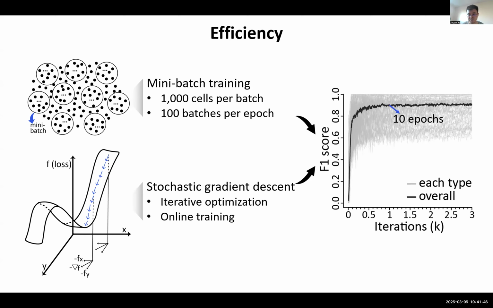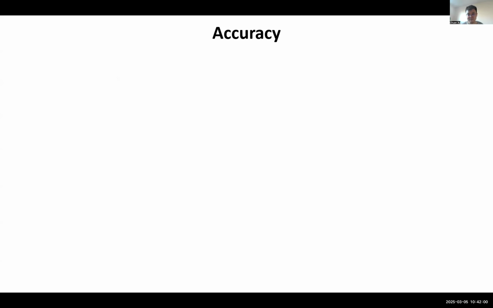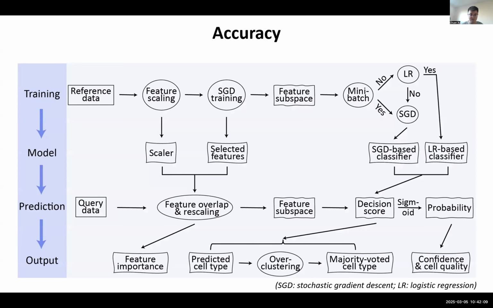As you can see in the plot, the cross validation performance quickly converges within 10 epochs, even though we do not solve the loss function for the entire dataset. And finally, a good model is supposed to be accurate. In CellTypist, we implement a whole optimization protocol to optimize the performance of CellTypist.